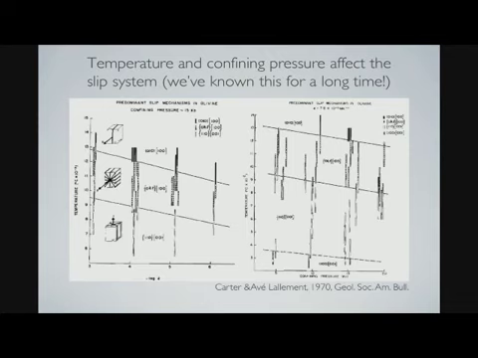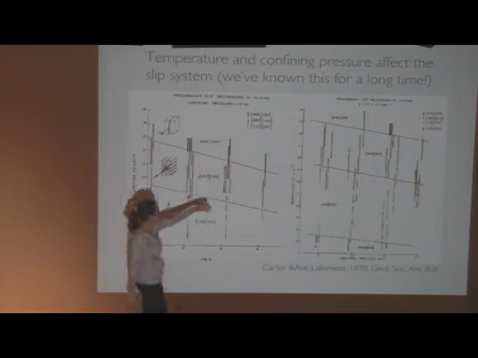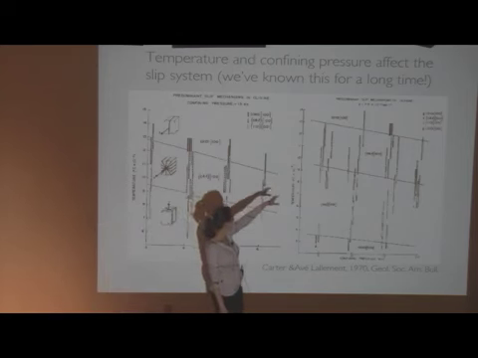This is a very classic paper by Carter and Avé Lallemant from 1970. They had what you could almost call the previous version of that John Corrado diagram, showing that the dominant slip system in olivine changes as a function of temperature and strain rate, and also as a function of the confining pressure.